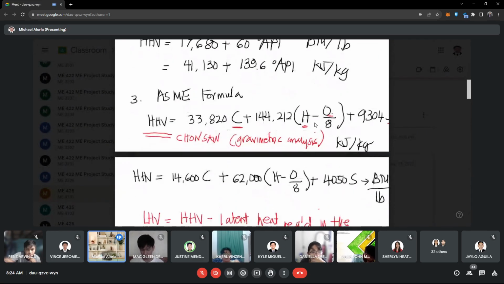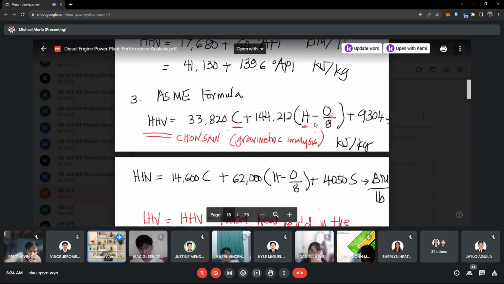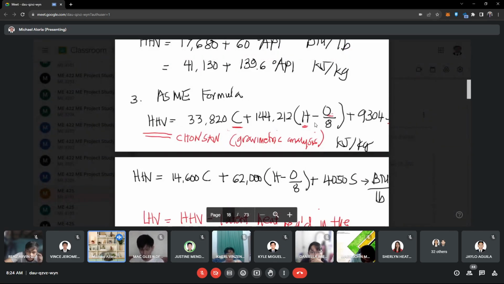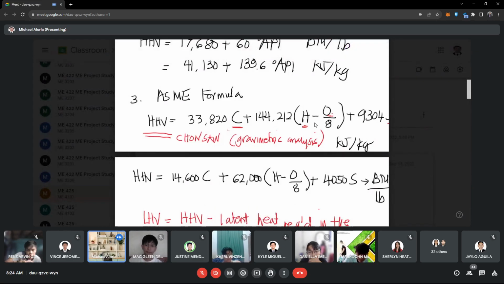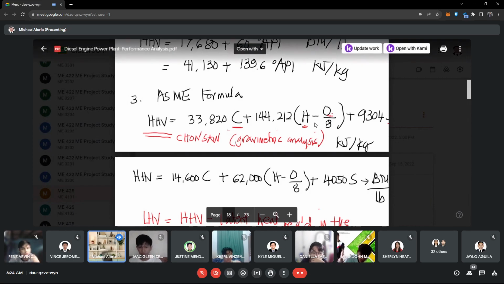Okay. Now, if you are going to use the equations for BTU per pound, if you are working on the English units, then you have your 14,600 times your carbon. Ganun pa rin. Kung ang carbon mo is 80%, so this should be 0.8. Then we have 62,000. Take note, 62,000 times your hydrogen minus oxygen over 8 plus 4050 times your sulfur. This is in terms of BTU per pound, but it's still your percent over 100%. So decimal dapat siya.